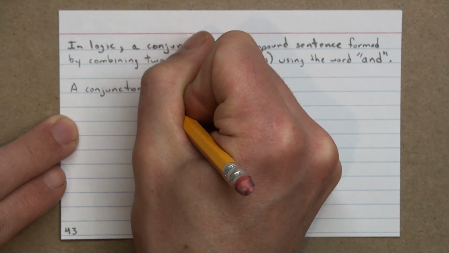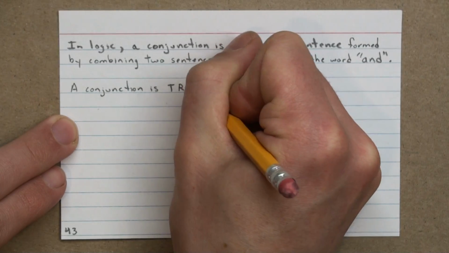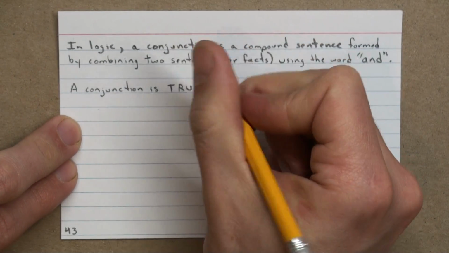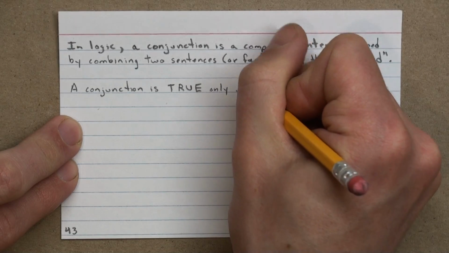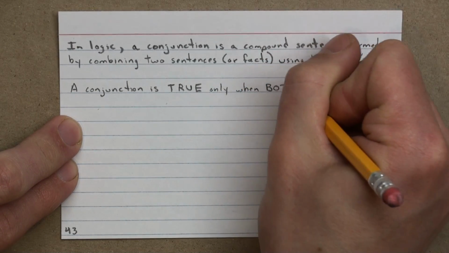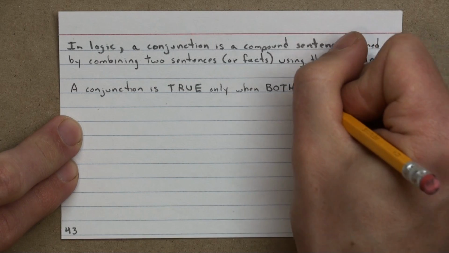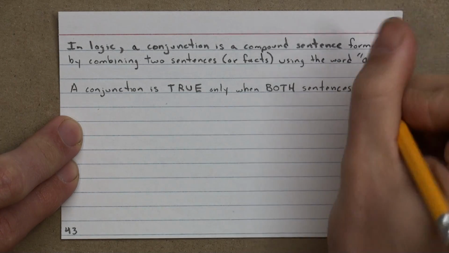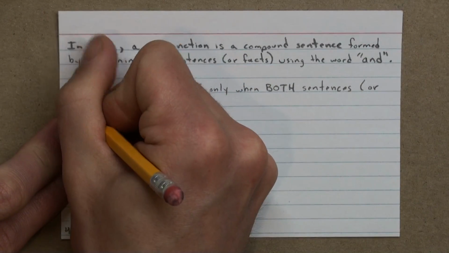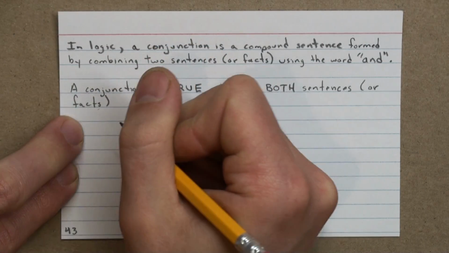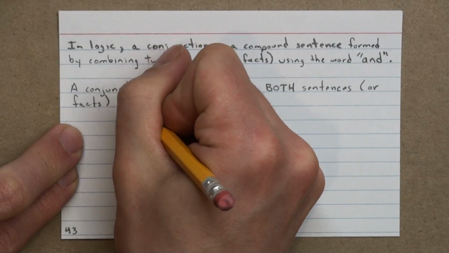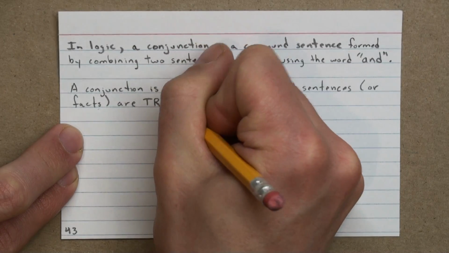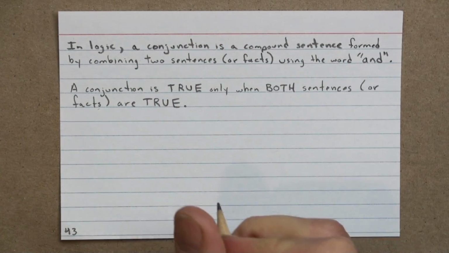A conjunction is true only when both sentences (or facts) are true. Okay, let's turn this over and look at an example.